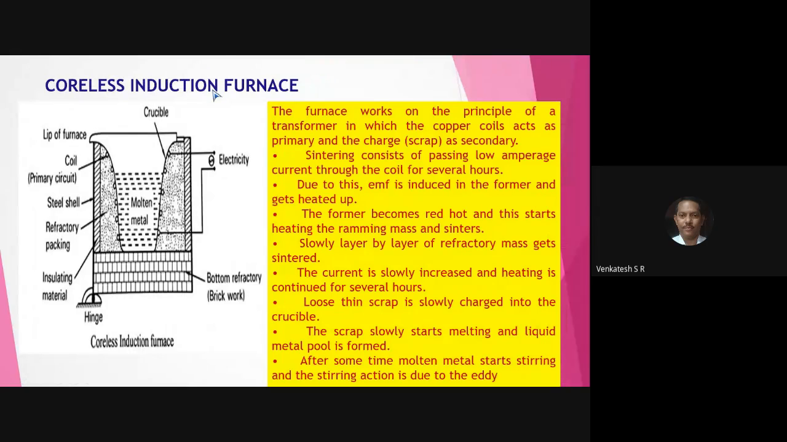Next, we discussed the coreless induction furnace. Coreless means here there is no core at all. For that reason, it is called a coreless induction furnace. The entire furnace looks like a bucket, and after melting, the entire induction furnace is turned 180 degrees or even 210 degrees to pour the liquid metal into the tank.